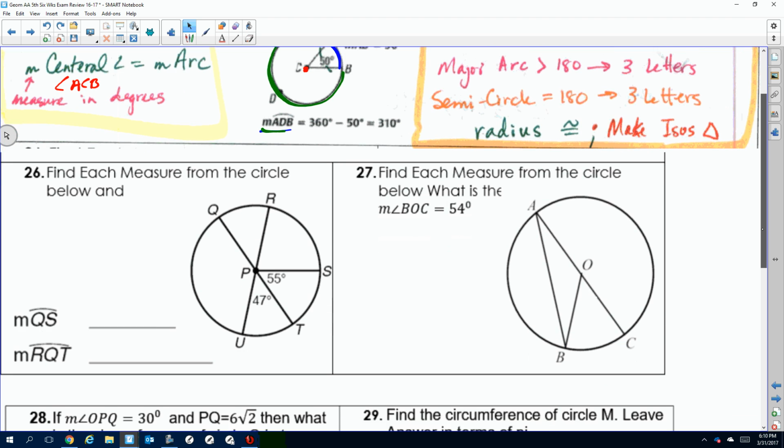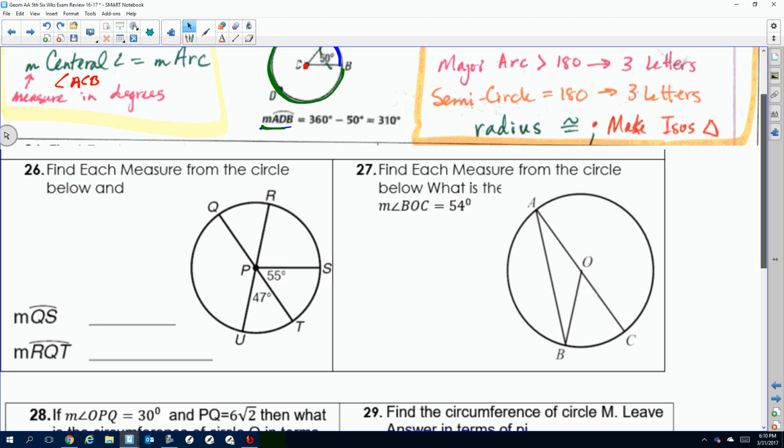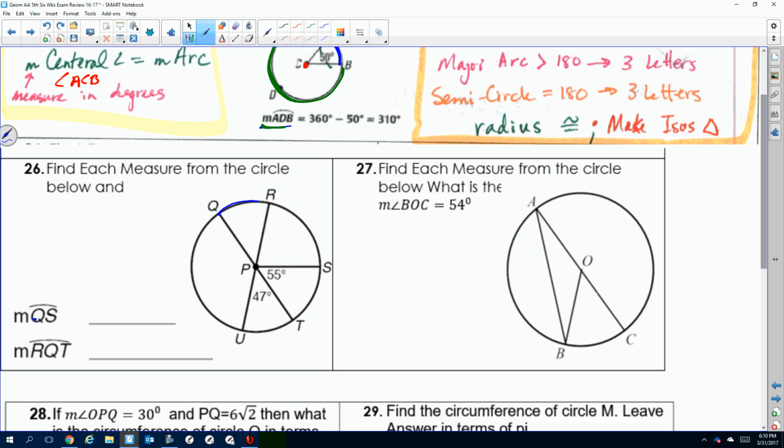So on our first section here, it says find the measure of arcs from the circle below. They want us to find the measure of arc QS. So here's Q to S, that piece right there. Now, in order to do that, I'm going to use some other facts that I know about a circle. I'm sorry, it's been a long day, guys.